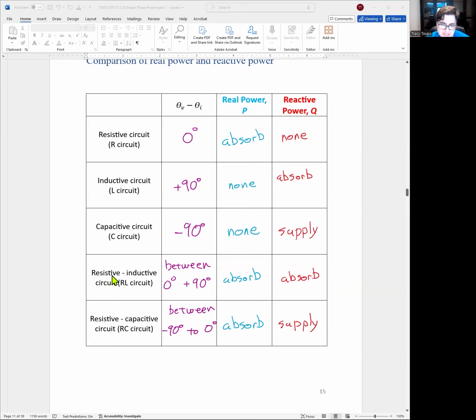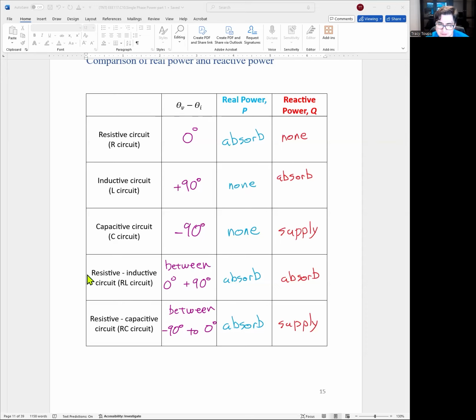If you have a resistive and inductive circuit, this is probably the most common one you'll see, both a resistor and an inductor. Like a motor is an RL circuit because the motor has a magnetic field and wires with resistance. Your phase angle shift between the voltage and current is somewhere between 0 and 90 degrees. It depends which one's bigger. If the resistive impedance is much bigger, you're going to have a phase shift closer to 0 degrees, like 10 or 20 degrees. If you have a very big inductor and a very small resistor, you're going to have a phase shift closer to 90 degrees, like 70 or 80 degrees.